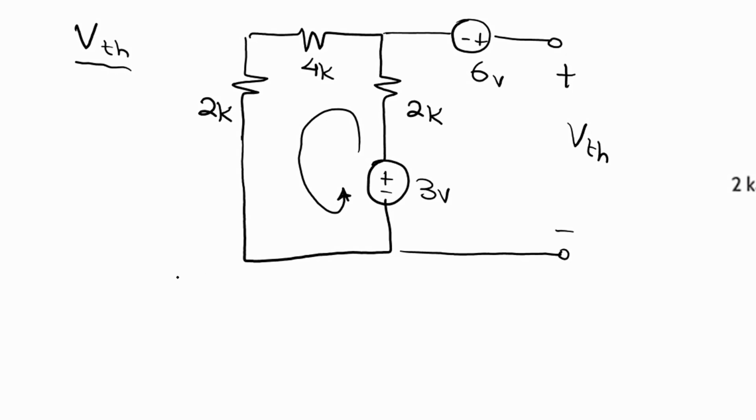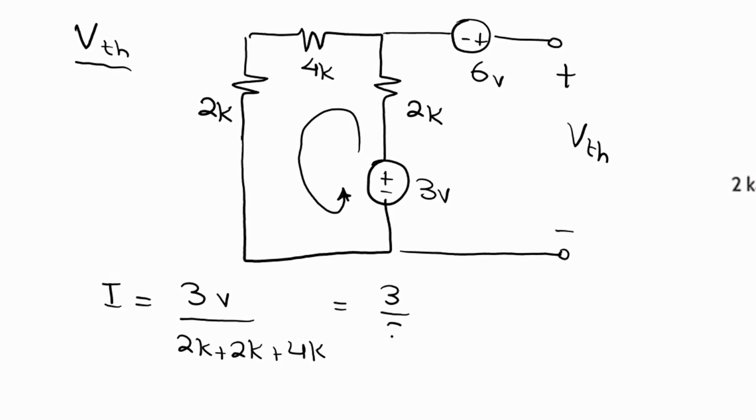So since we have a single loop, we can easily find the current using Ohm's law. So I is equal to the 3 volts over the total resistance in the loop, which is 2K plus 2K plus 4K. So this is equal to 3 over 8 milliamps. Now, this current is flowing in the counterclockwise direction.